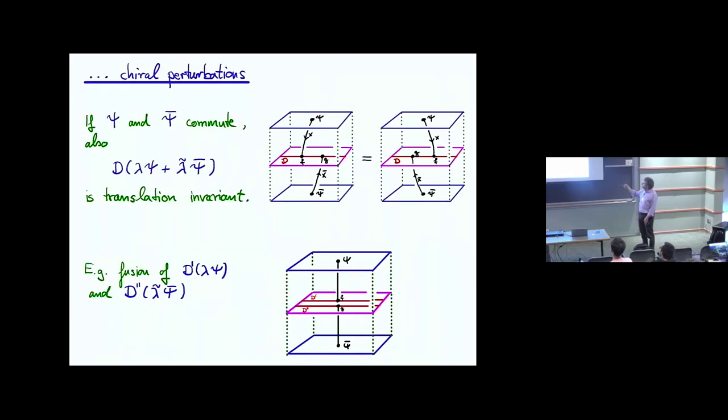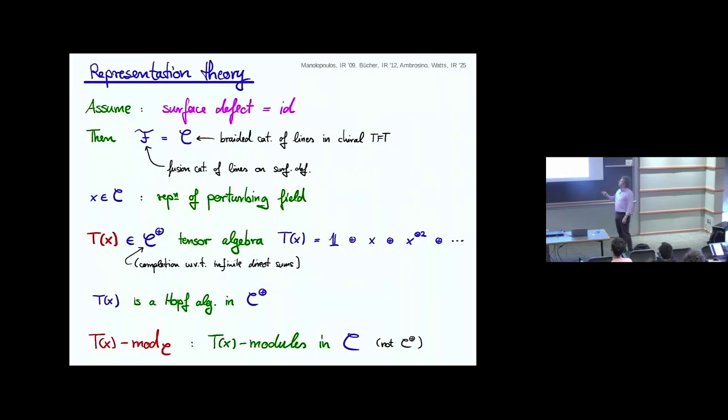So if I go back a slide, this surface defect here, which selects which conformal field theory I'm working in, that is the trivial surface defect, and then it means I'm looking at the diagonal field theory. So in this case, my fusion category of lines on the surface of topological, so my topological symmetry is just given by the braided category of lines in the chiral conformal field theory. Then let X be the representation in which my perturbing field lives.